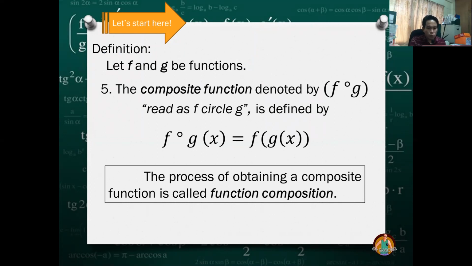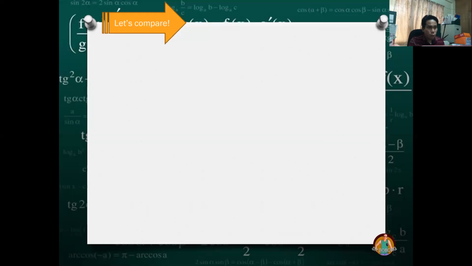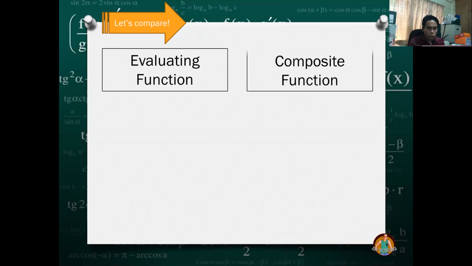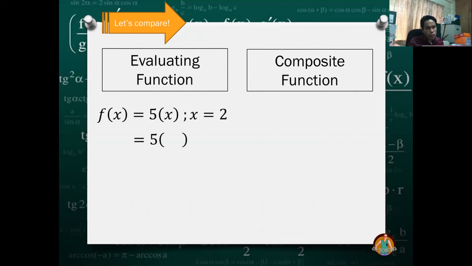Okay, so as we go along, before we proceed, now let's have this comparison first of evaluating function and composite function. Okay, so bakit natin kailangan i-compare? Kasi nga their process is somewhat alike, okay? Para magkapareho yung kanilang process. Kasi in evaluating function, let's have this example, f of x is equal to 5x, where x is equal to 2. Yung x, di ba, sa lesson 2 natin is pinapalitan lang ng a certain value. And then, for example, in our example, 5 times 2 will give us 10 as our final answer.